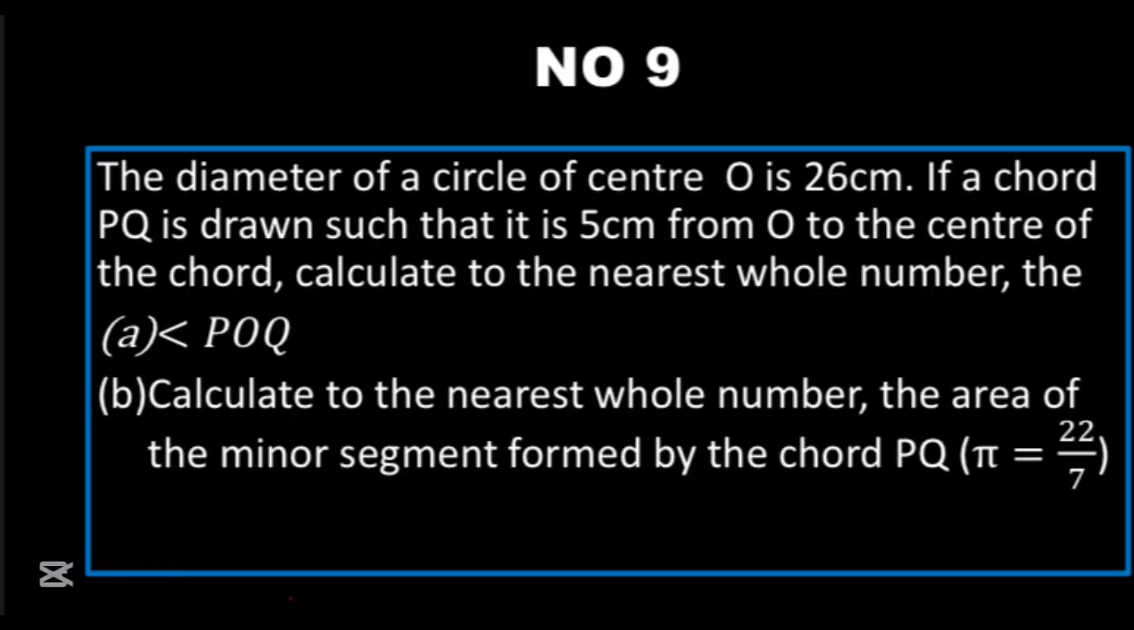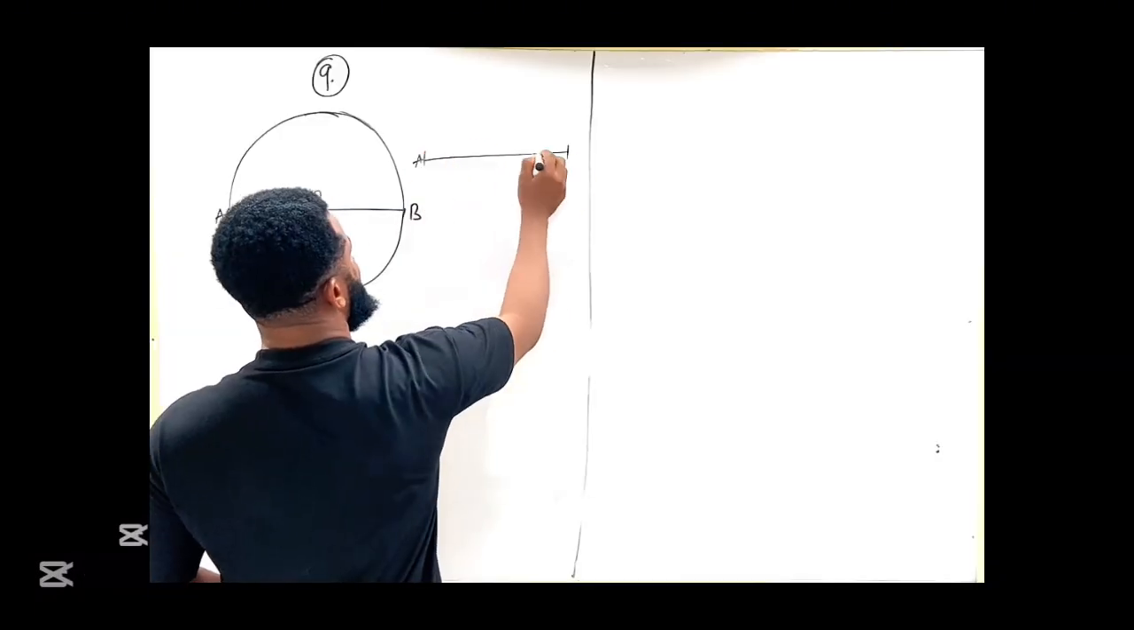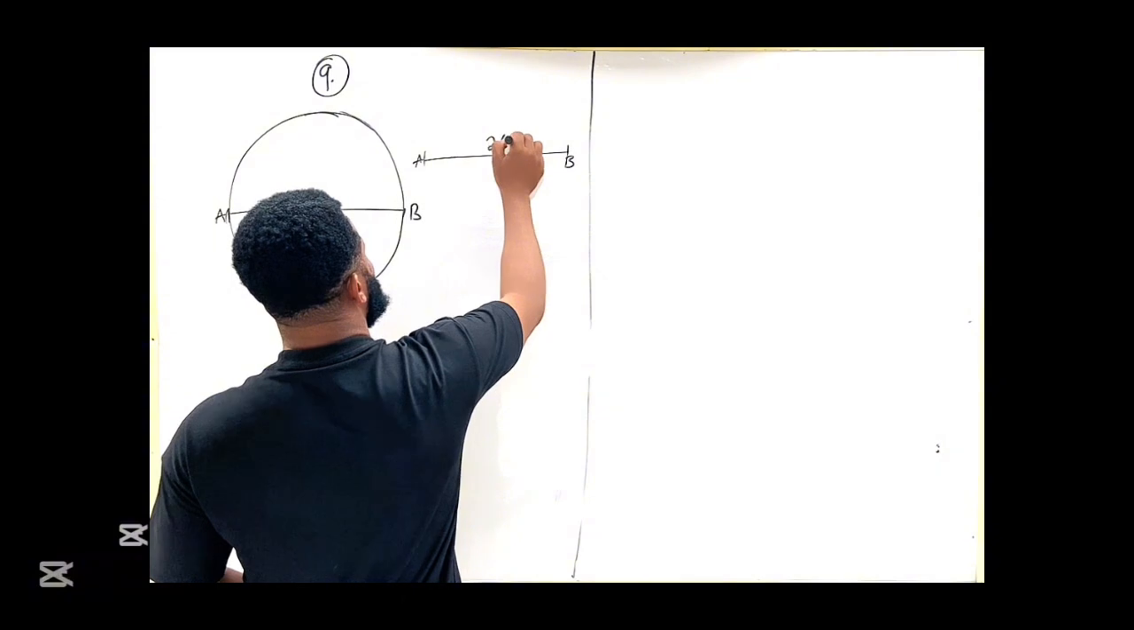Okay, number 9 question says the diameter of a circle of center O is 26. So number 9, this is a circle of center O, and this is the diameter. Let's say the diameter is from this point A to point B. So that is what I mean by A, B, and they say it's 26 cm.